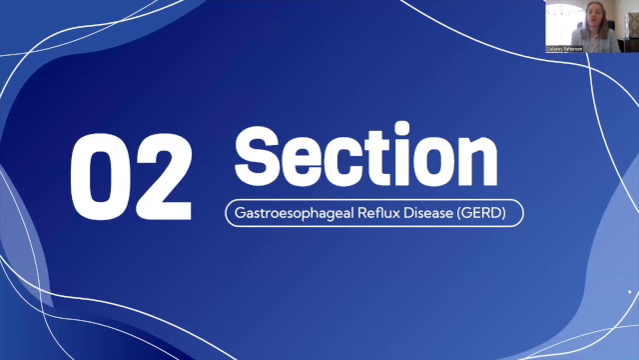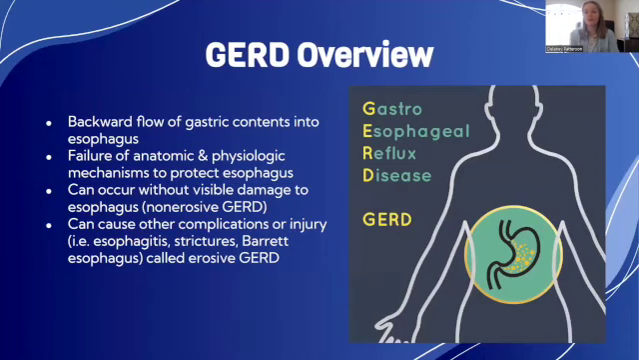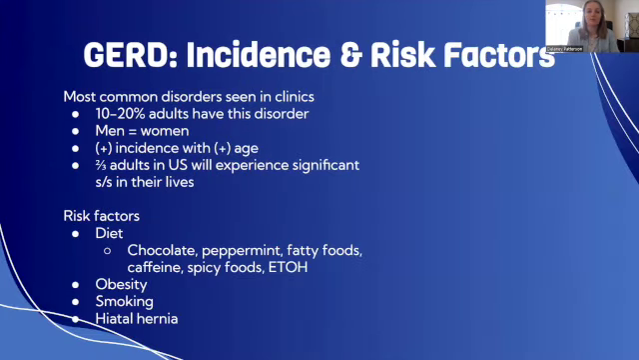All right, so I'm going to be talking about GERD. GERD stands for gastroesophageal reflux disease, and this is a backward flow of gastric contents into the esophagus from the stomach. This can occur from failure of anatomic and physiologic mechanisms that are supposed to protect the esophagus. There are two types that can occur. The first one is non-erosive GERD, which can occur without visible damage to the esophagus. And the second one is erosive GERD, which can be caused from other complications or injuries, which can include Barrett esophagus, esophagitis, or strictures.